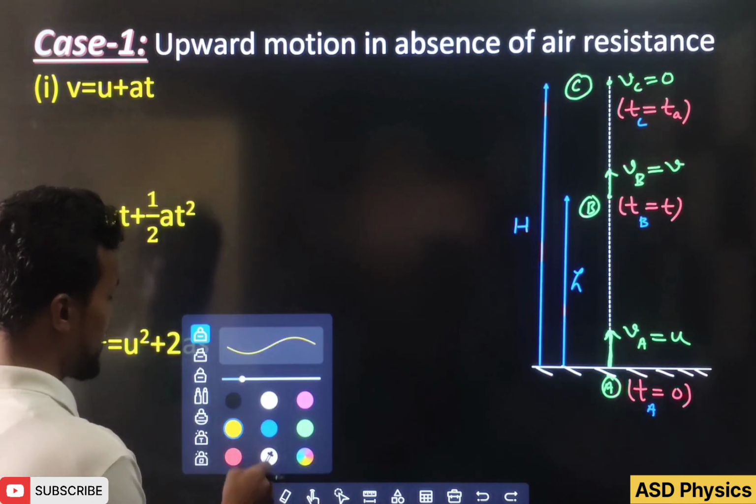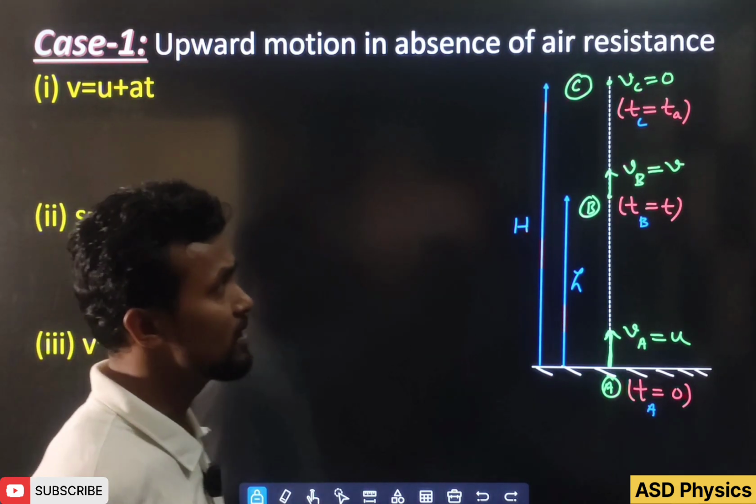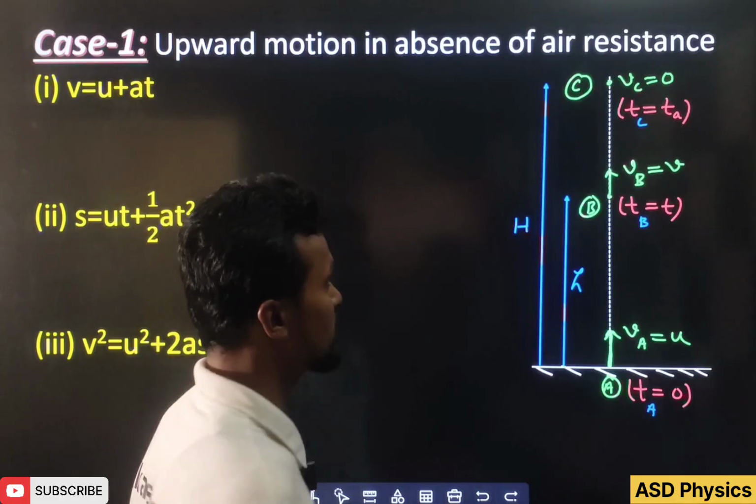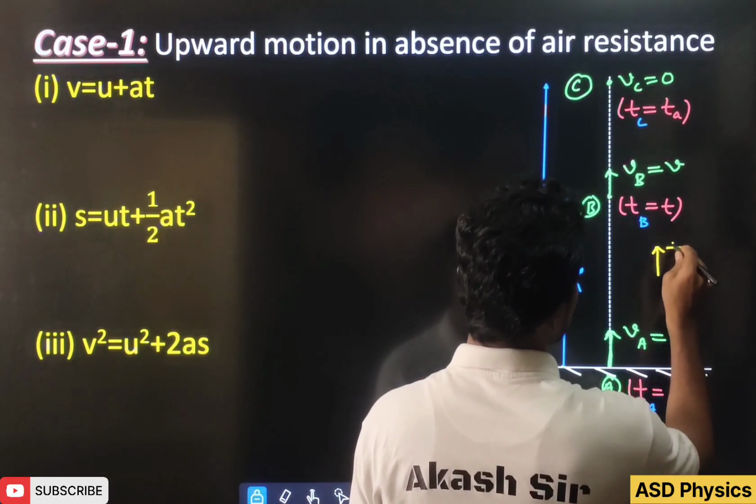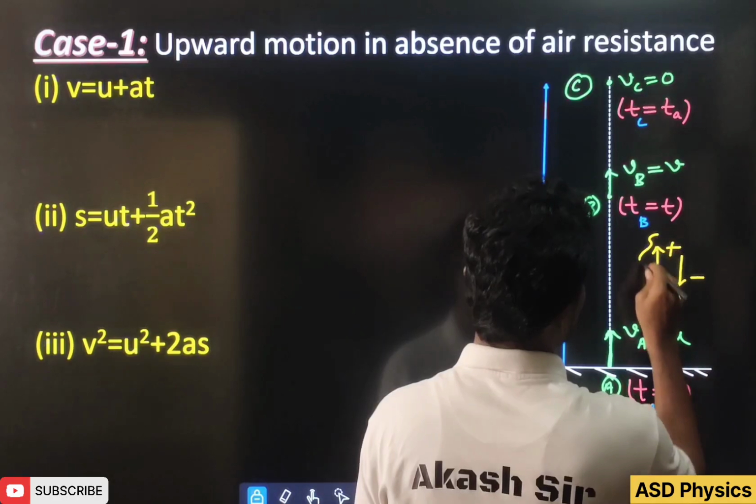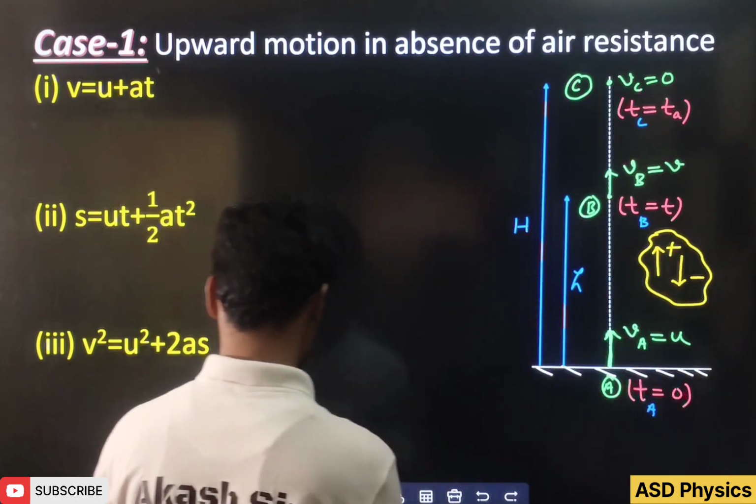This is the upward motion. And what I have told you by default, I will take upward positive and downward negative. So according to my sign convention, upward plus and downward minus. This sign convention I will use here.